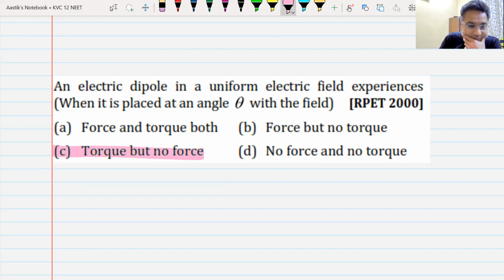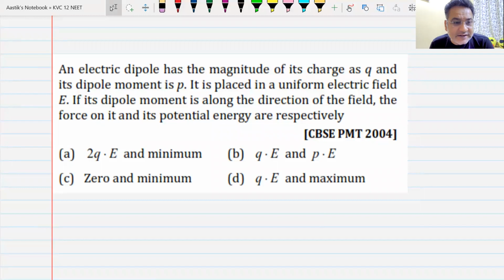This is the next one. An electric dipole has magnitude of its charge as Q and its dipole moment is P. It is placed in a uniform electric field E. Its dipole moment is along the direction of the field, same in direction both. What is the force on it and the potential energy? What is the correct option, my dear friends? Force on a dipole and its potential energy.